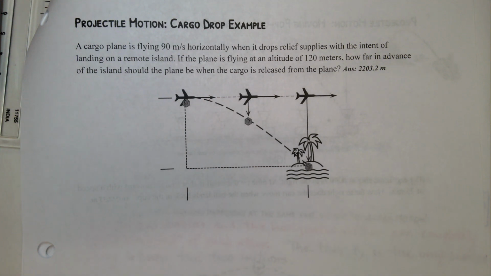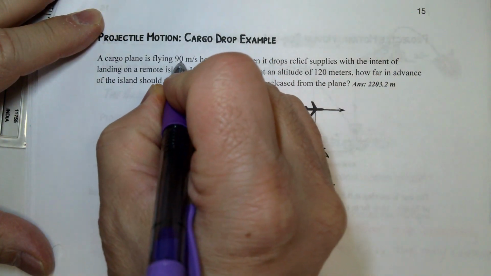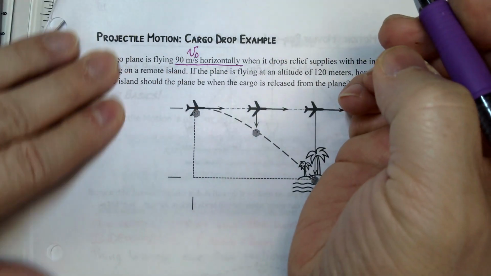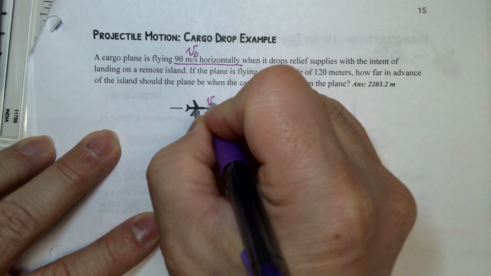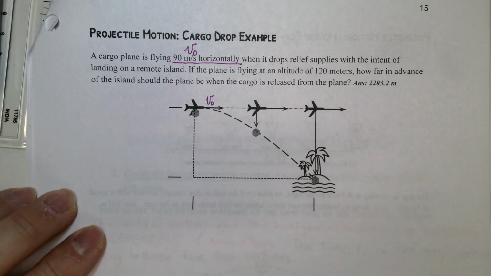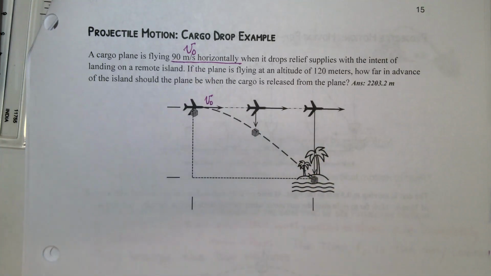A cargo plane is flying 90 meters per second horizontally when it drops relief supplies with the intent of landing on a remote island. So what's given to us here is this 90 meters per second horizontally. This is the actual V0, or the plane's speed, okay? And that is basically the same speed as your package. So even though the package is dropped, it is still traveling with the airplane horizontally at 90 meters per second.